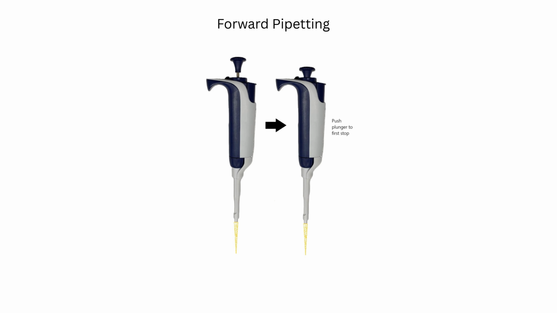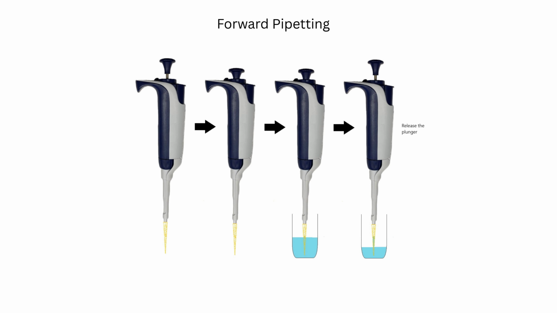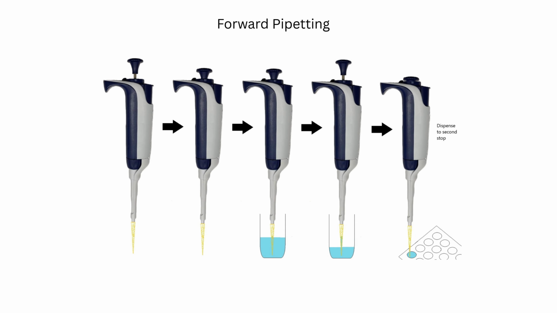After attaching a filter tip to the bottom of the pipette, push the plunger into the first stop. Holding the pipette vertically, lower the tip into the sample. Be careful not to move the plunger or create bubbles. Slowly release the plunger to draw the sample into the tip. The sample is dispensed by pushing the plunger down to the second stop.